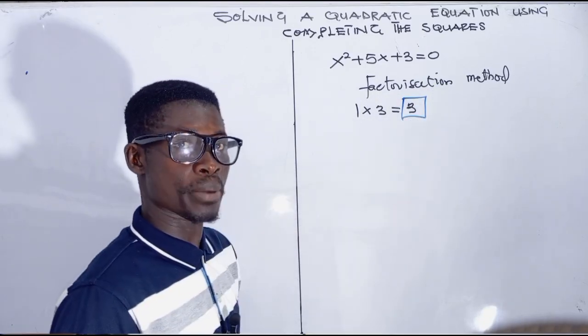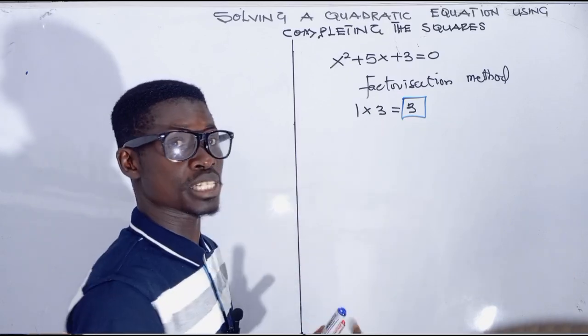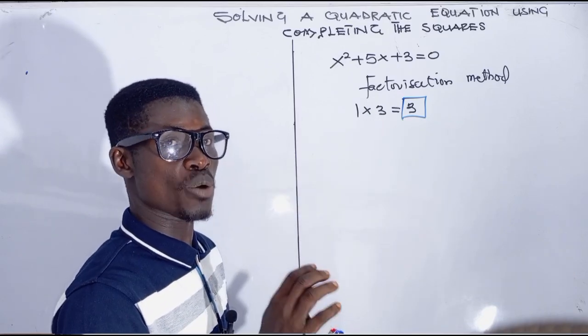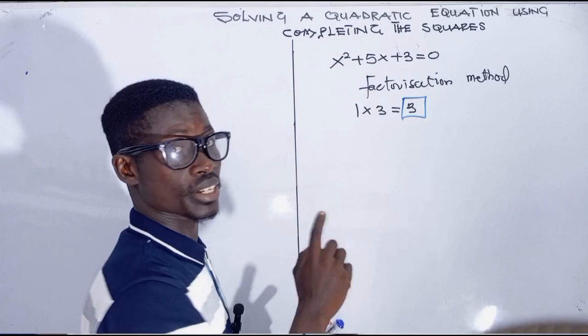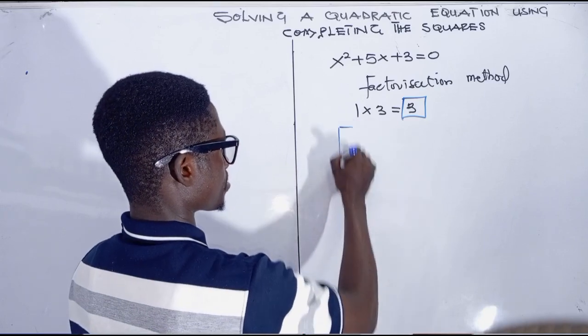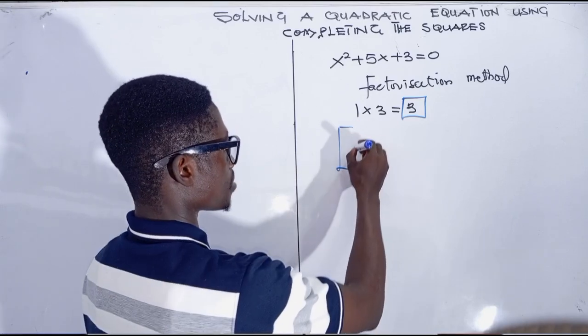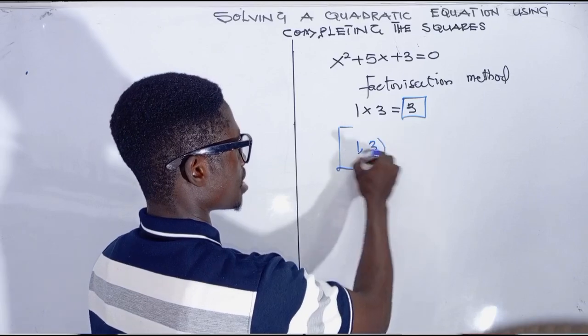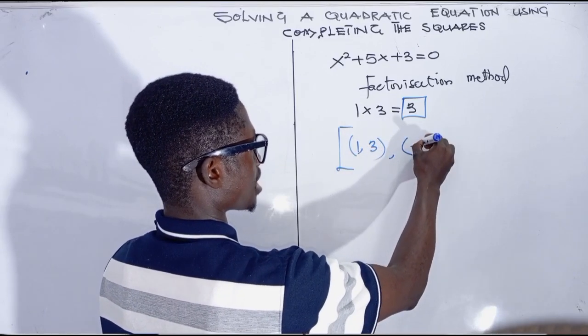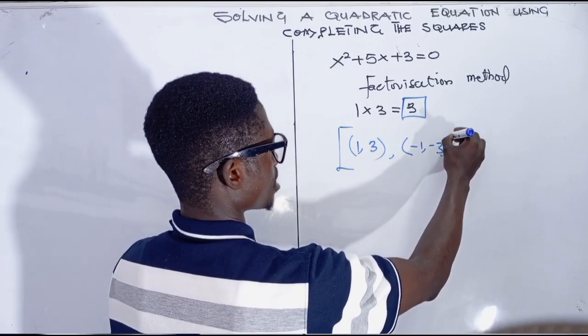Now once we find this 3, we find the factor pairs of 3. It means we are going to look for two numbers that when we multiply, we are going to get 3. In these factor pairs, we have 1 times 3, which gives us 3, and then we have minus 1 times minus 3.